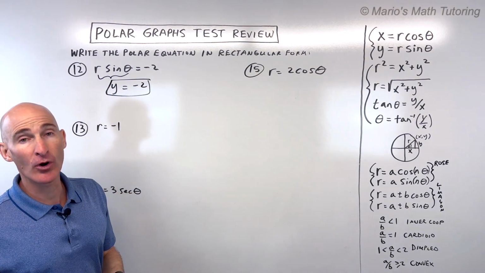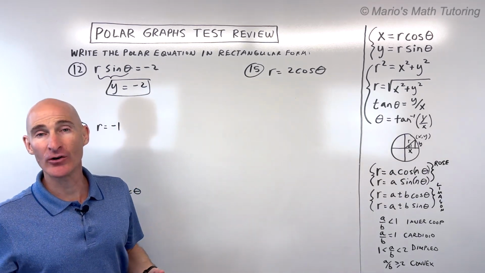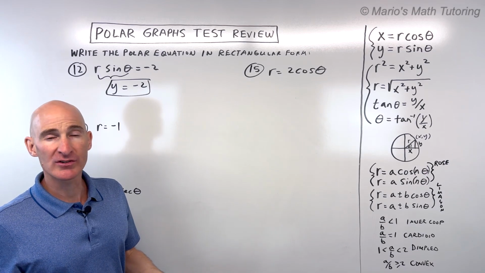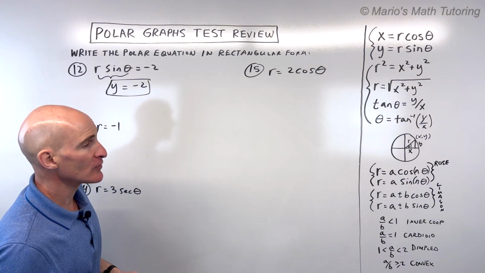Now, if possible, you want to try to write it in the form y equals mx plus b, or you try to get y by itself. Sometimes you can't do that. It might be like a circle or some other conic section. You can put it in the standard form of that particular graph.